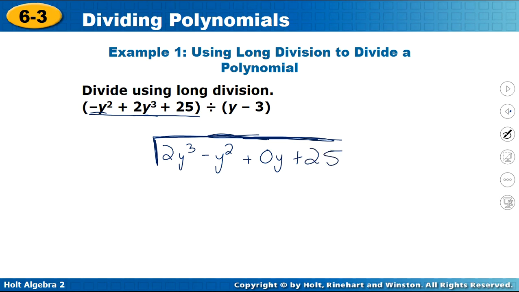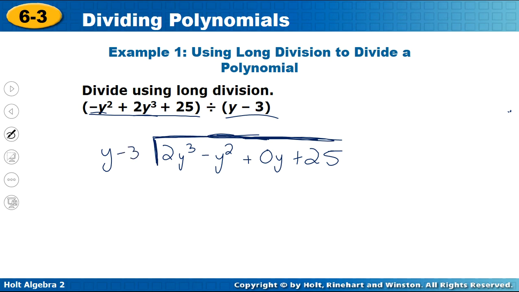Okay. So any terms that are missing, like in this case, the y term, we still want to include it in part of our problem. Okay, we're just going to call it 0y. And of course, we're dividing this by y minus 3. All right. So again, focus on this y and focus on this first term. So what's missing? From y to 2y to the third.